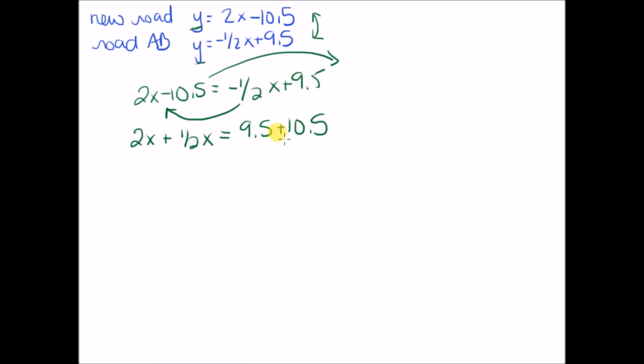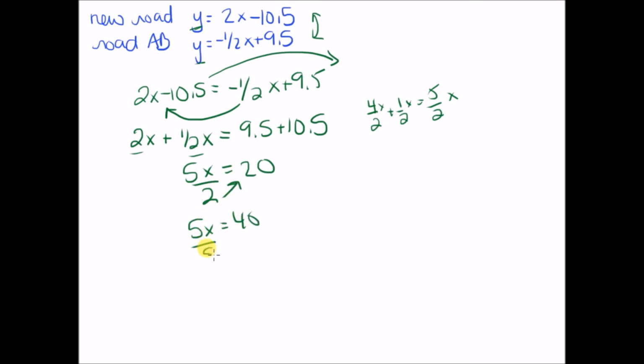Okay, get 20 on the right-hand side. And those two fractions, we can call it 4/2 plus 1/2 x. So let's go 5/2 x. Okay? We can cross multiply, the 2 comes up. We have 5x equals 40. Now divide out the 5. We get x equals 8. Okay, so our x coordinate is 8.